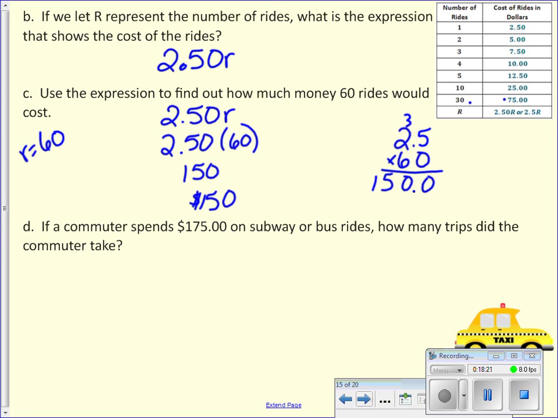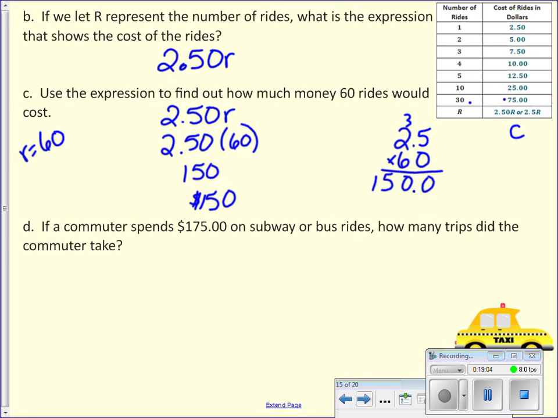So now the commuter is spending $175. So now I know the cost. So I'll put my cost as C. How would I find out how many rides that is? Going the other way now. I'm taking my total cost and breaking it into rides. I'm separating it into a 2.50 ride here, a 2.50 ride here, a 2.50 ride here. So I'm taking my total, breaking it into smaller groups. What operation is that? Division.